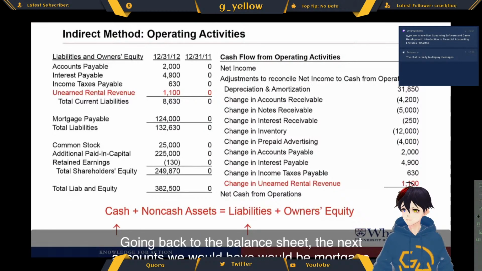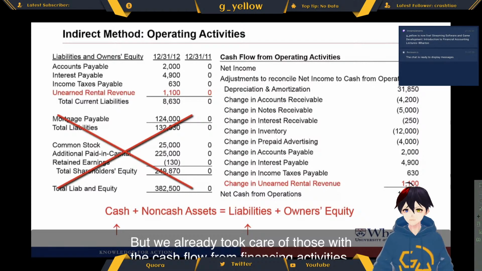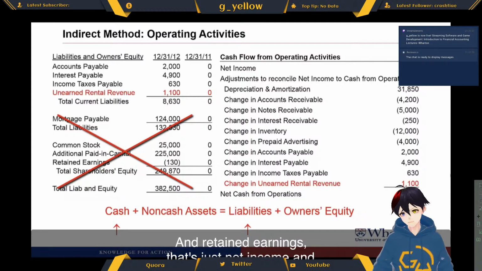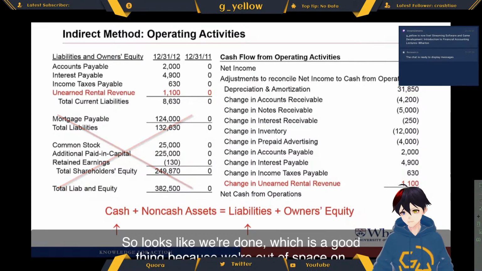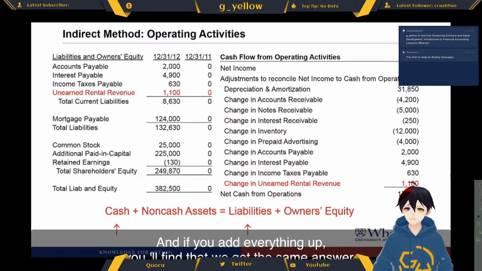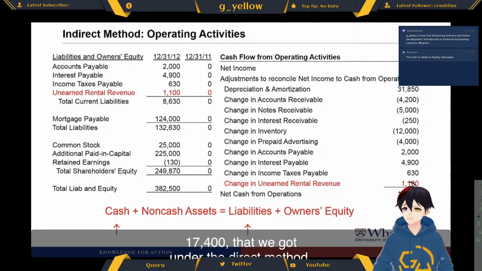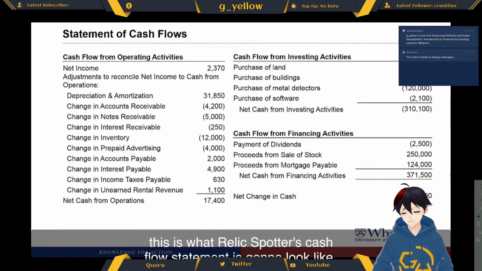Going back to the balance sheet, the next accounts we would have would be mortgage payable, common stock, additional paid in capital, but we already took care of those with the cash flow from financing activities. And retained earnings, that's just net income and dividends, which we've also taken care of, so looks like we're done, which is a good thing because we're out of space on the indirect method cash flow statement here on the right. And if you add everything up, you'll find that we get the same answer, $17,400, that we got under the direct method.